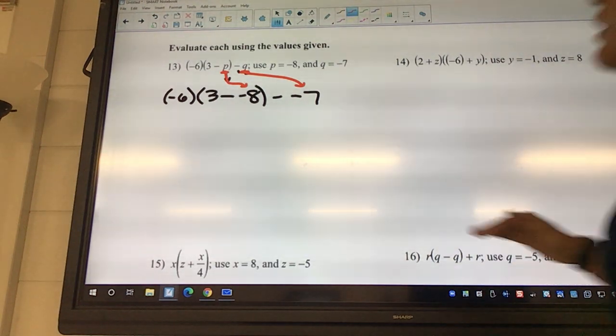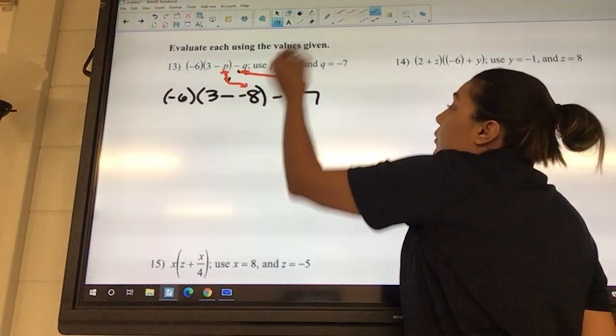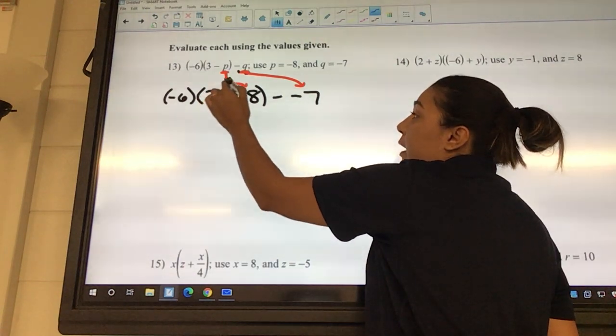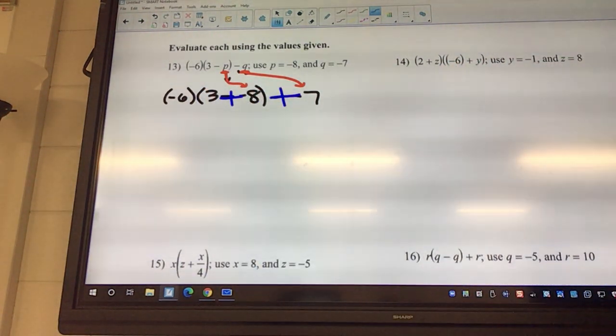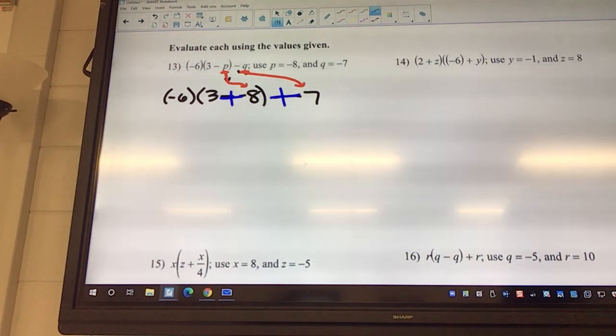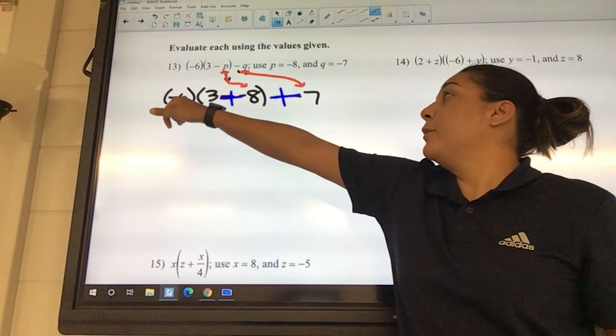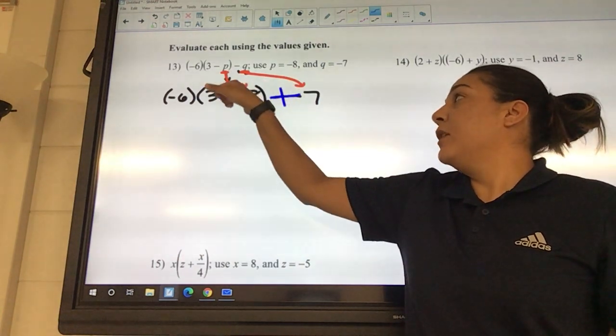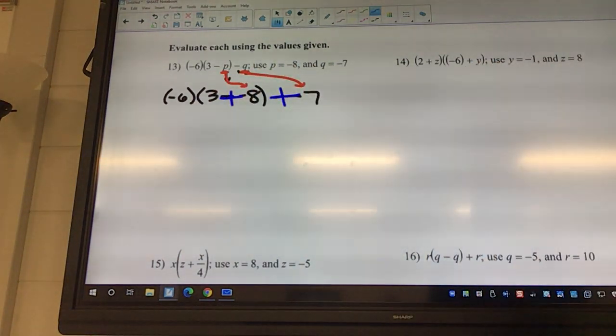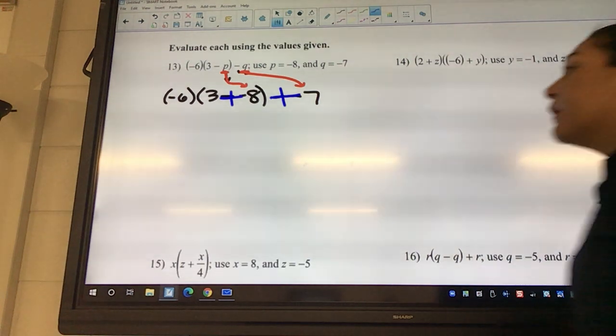Okay, what do we do with these minus minuses? Addition. We turn them to addition. So here I got a minus minus, so it's going to be plus and a plus. What should we do first? Parentheses. Which parentheses? These ones or these ones? The middle one. So 3 plus 8 is what? 11.